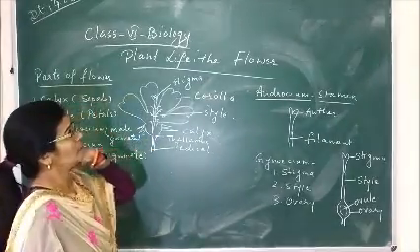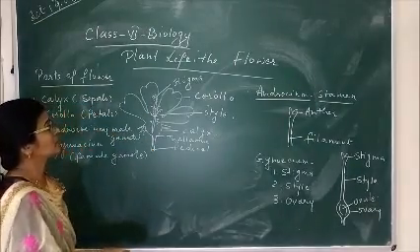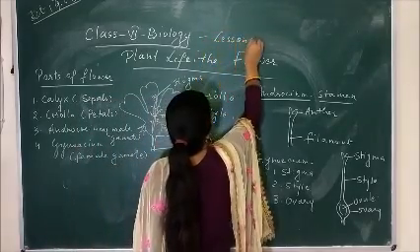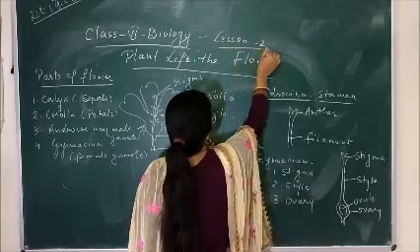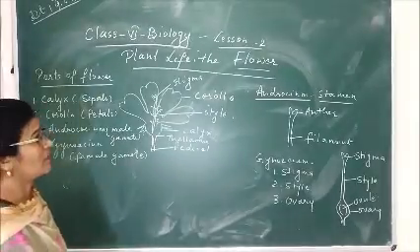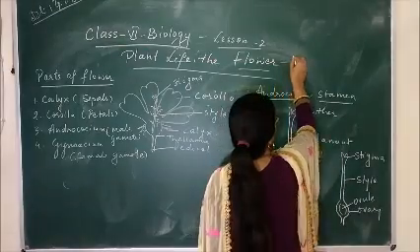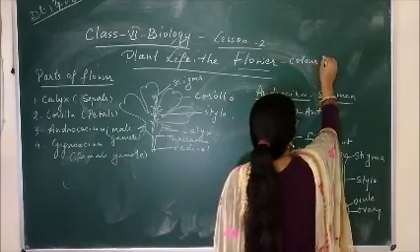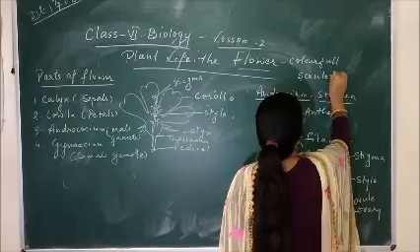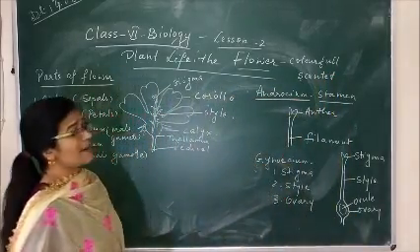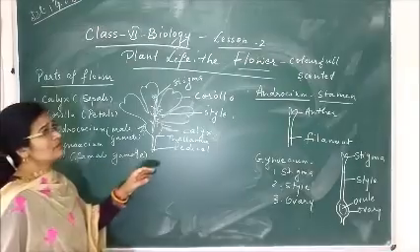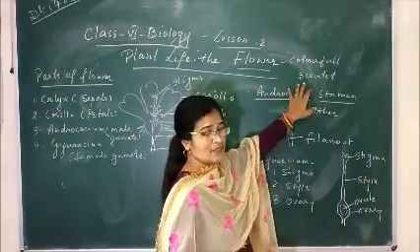Good morning, children. Today I will teach you the second chapter of biology, class 6, that is flower, the plant life. You all know that flower is the reproductive part of the plant, and flowers are mostly colorful and scented. The reason behind is that the flower attracts the insects and insects help in the pollination. That's why flowers are colorful as well as scented.